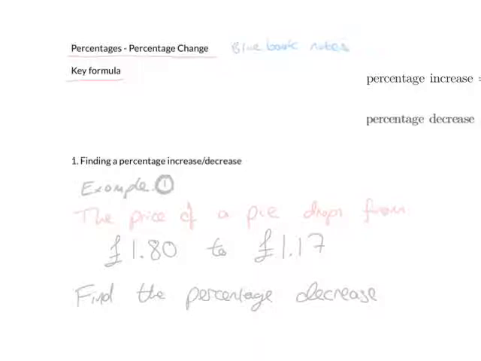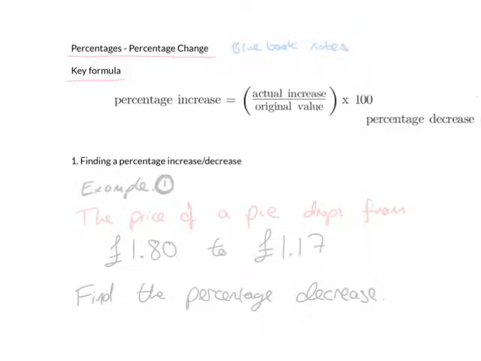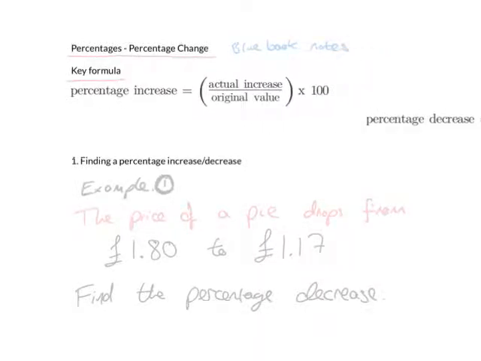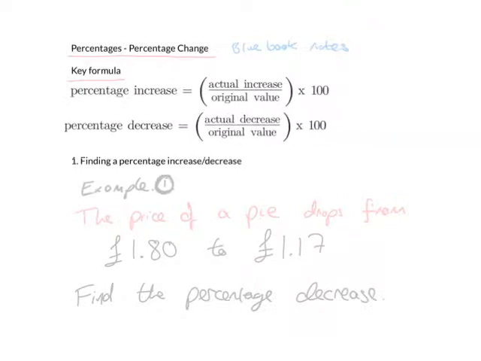Okay, so there's two key formulae that we're going to start with. One of them, although both almost identical, is percentage increase. And that is the actual increase divided by the original value and times all of that by 100. And that's what the percentage increase is. And the percentage decrease is the same thing, but we start with the actual decrease and we divide by the original value and times by 100. So knowing that the change goes on the top of that fraction and the original value goes on the bottom of the fraction, and we always times by 100.